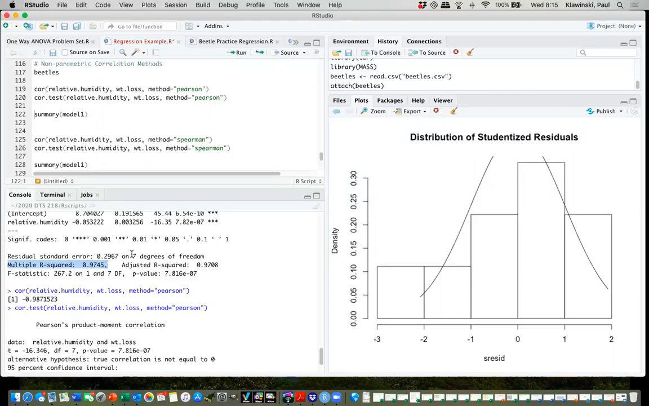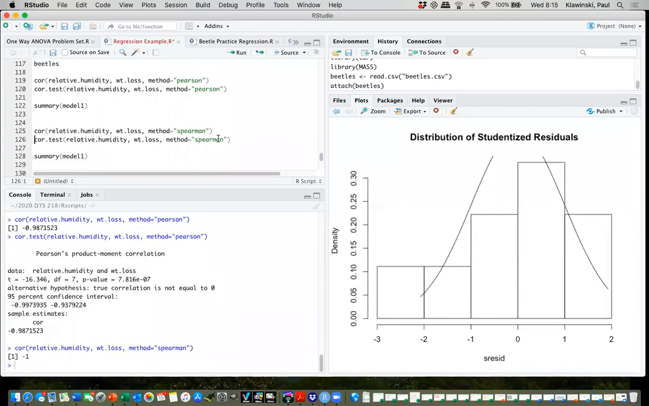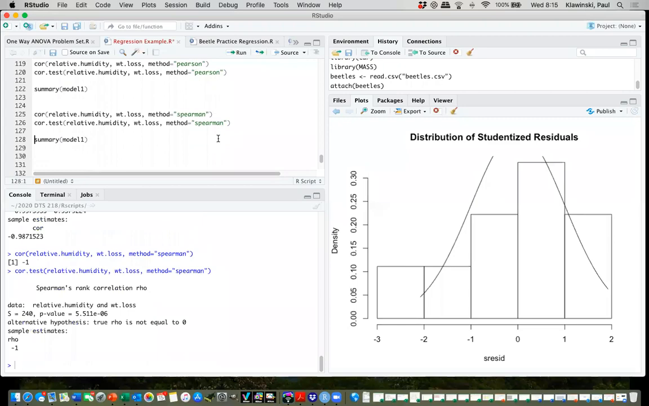Okay. Well, we can rewrite the same little code and just change Pearson for Spearman, and it should give us the Spearman correlation coefficient. In this case, it's -1, which is exactly what we calculated, and we can test that for significance. And it is significant, but the p-value here is 5.51 times 10 to the minus 6.